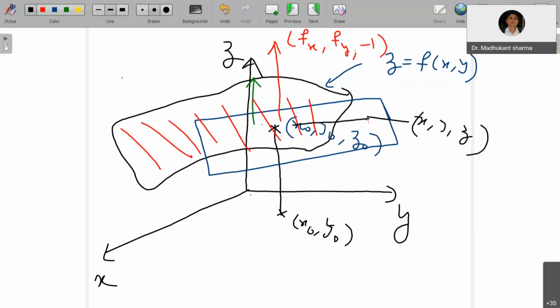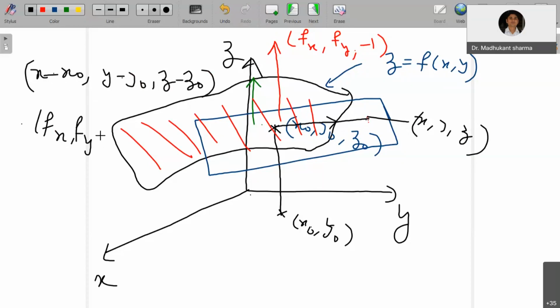This vector has the components x minus x naught, y minus y naught, z minus z naught. Any vector in this tangent plane is going to be perpendicular to the normal. So the dot product with this vector fx, fy, minus 1 will be 0. That will give you the equation of the tangent plane.